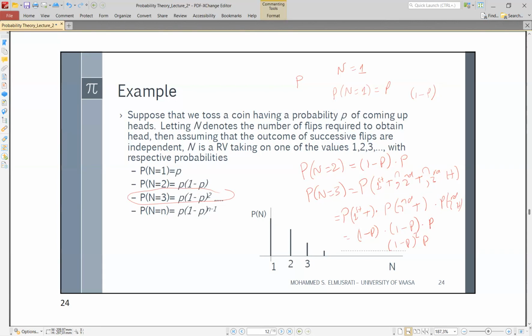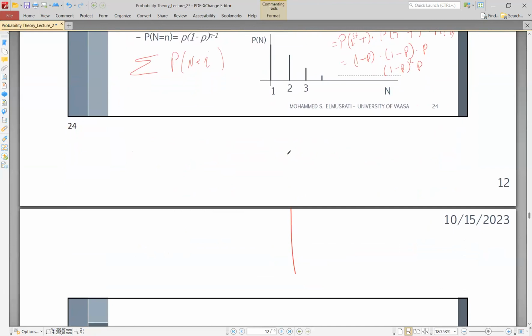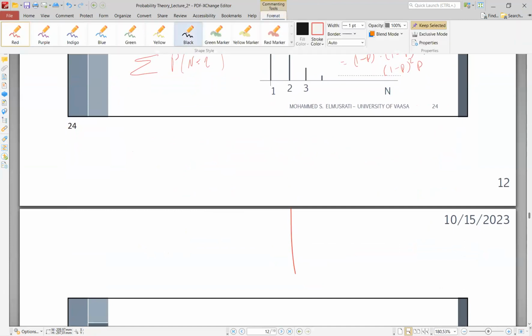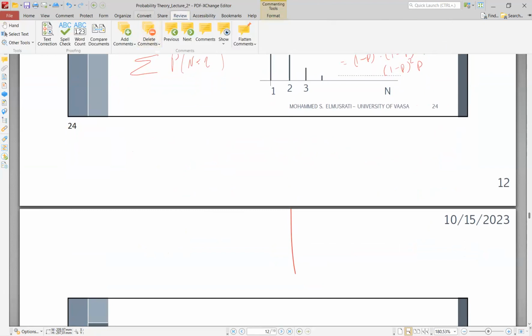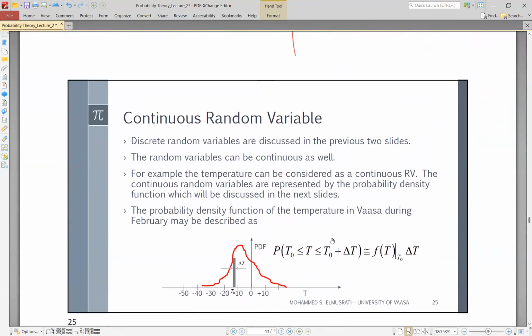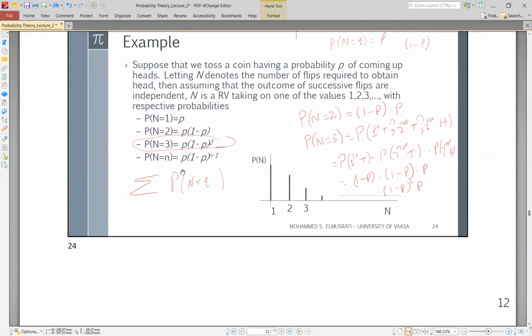Okay, so here you can prove that the summation of all probabilities must be 1. The summation of all probabilities of n equal to i must be 1. The proof, I think, was already given, okay, it was not given here, but you can prove it easily. You can take the summation of these numbers, n equal to i, from n equal to 1 up to infinity. You can easily prove that this result will be 1. It is just the summation of a series.